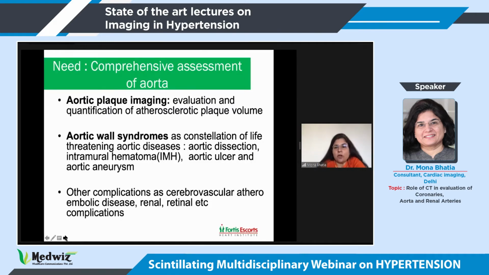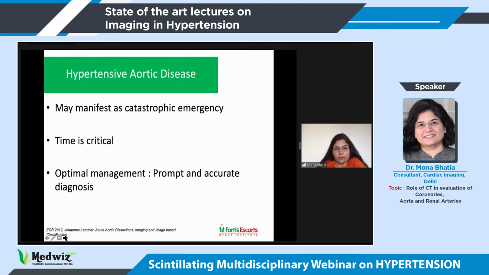The need is to have a comprehensive assessment of the aorta. We want to have plaque assessment for quantification of plaque volume. We also want to look for aortic wall syndromes, which are a constellation of life-threatening diseases. And there are other complications such as cerebrovascular, arterioembolic disease, retinal, renal complications.